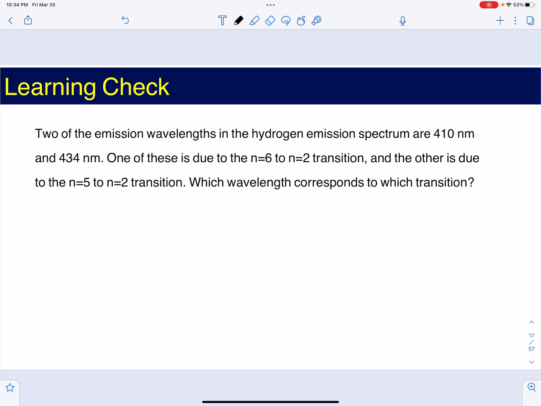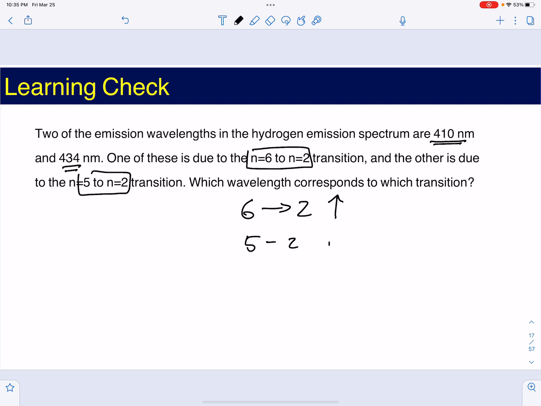So this problem: two of the emission wavelengths in the hydrogen emission spectrum are 410 and 434. One of these is from 6 to 2, and the other is from 5 to 2. So obviously, 6 to 2 is going to be bigger than 5 to 2. So higher energy, which means lower wavelength.